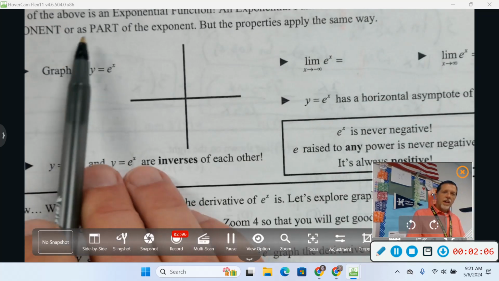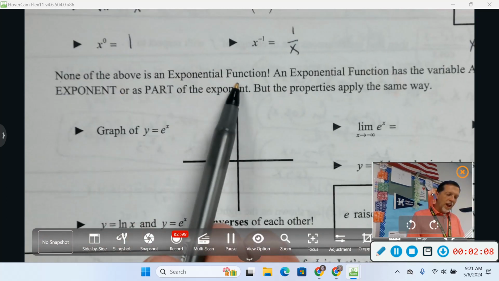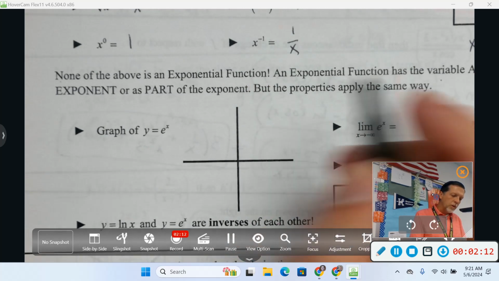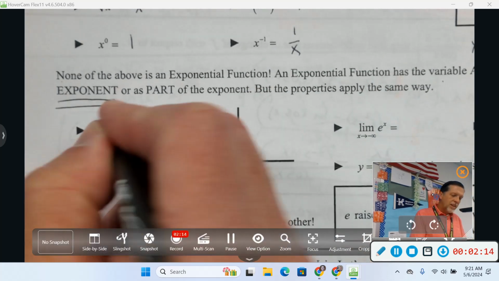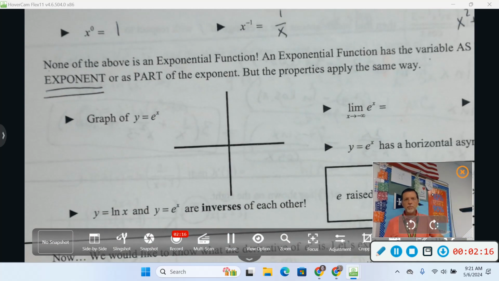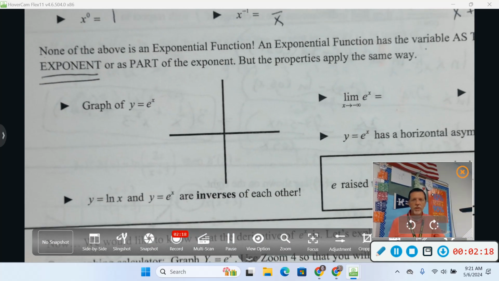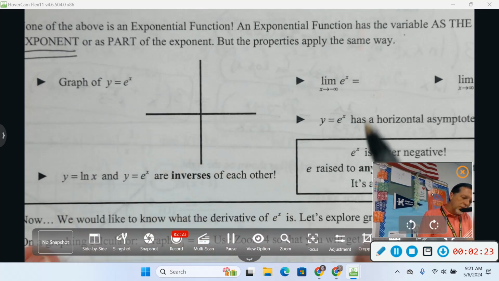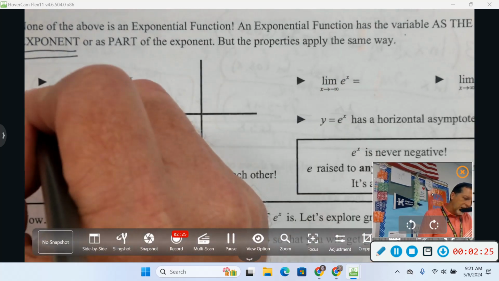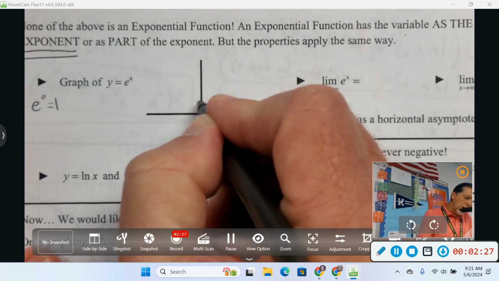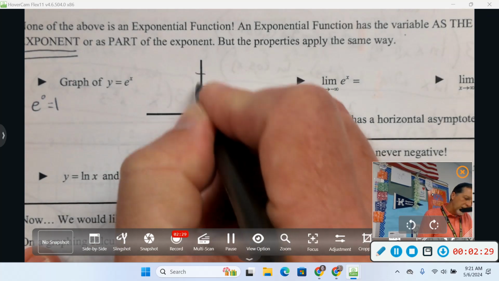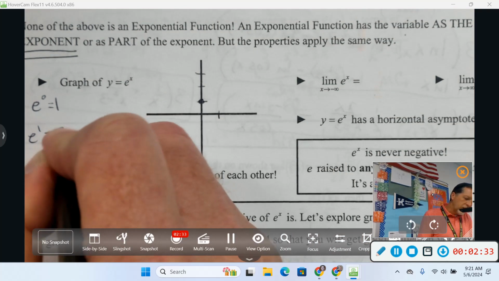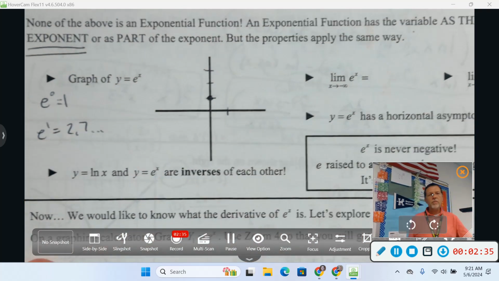Okay. None of those are exponential functions. An exponential function has the variable as the exponent. Hence the name exponential function. Or as part of the exponent. Let's remind ourselves what e to the x looks like. E to the 0 is 1, so there's a good first spot. E to the first is e, which is 2.7 something or other.